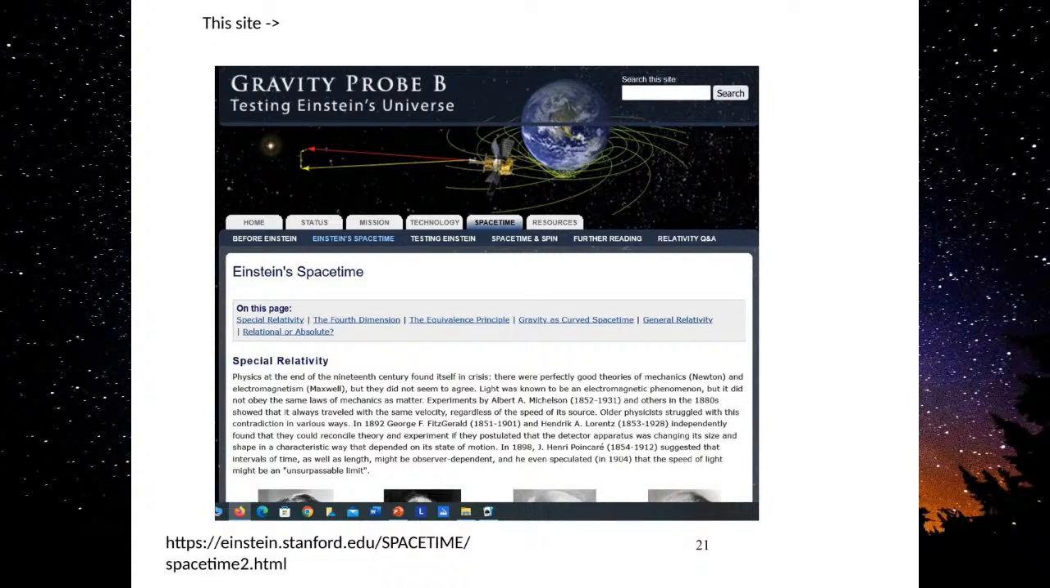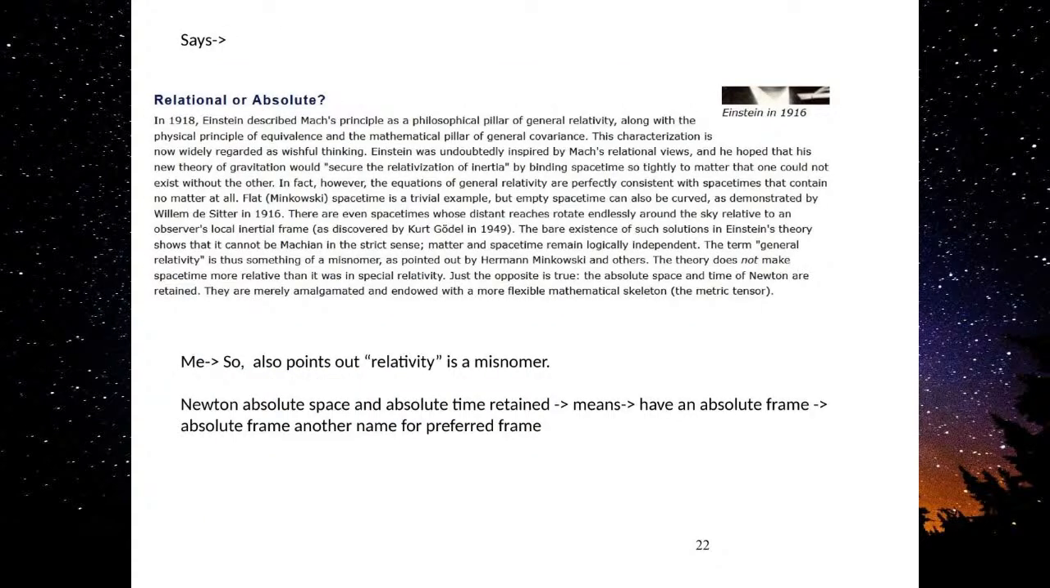So if we go to this site, we've got similar things being stated. And this site also points out that relativity is a misnomer. It's pointing out there is such a thing as Newton's absolute space and absolute time, and they're retained. And that means you have an absolute frame, and an absolute frame is another way of saying you've got a preferred frame.